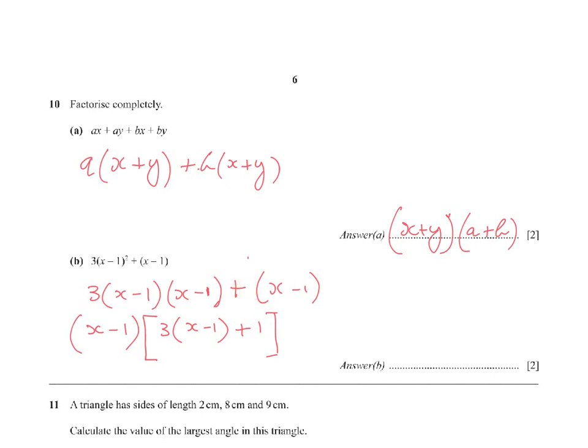Now that's not my final answer, because I have to simplify inside those brackets. So I have x minus 1, and then I expand those brackets, 3x minus 3 plus 1, there we go. So my final answer is x minus 1, and in the other brackets 3x minus 2. Yeah, the minus 2 coming from minus 3 plus 1.